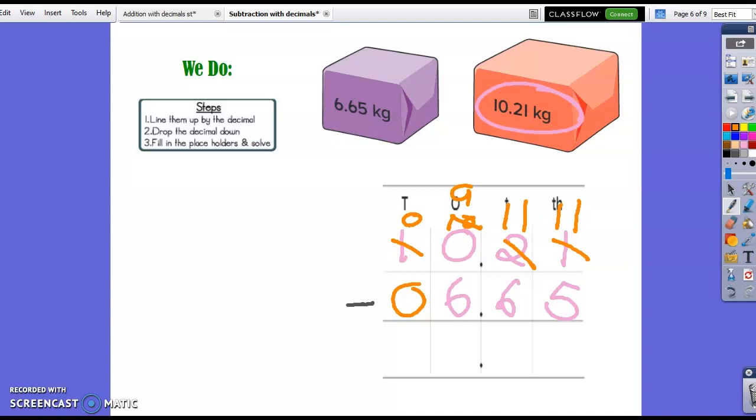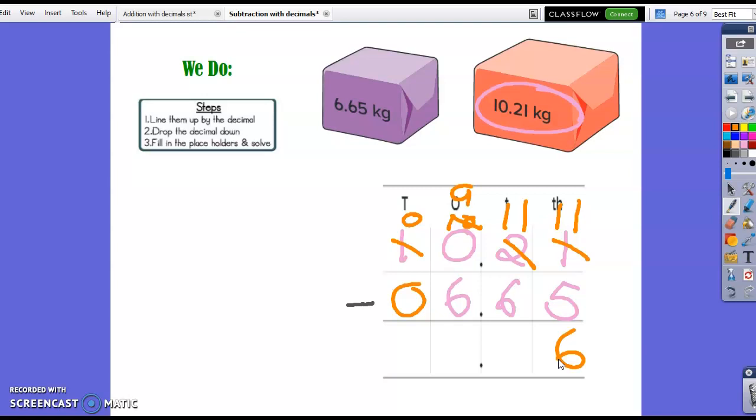Okay, so if you have your equation written down, you can figure out that 5 can't be taken away from 1, so you have to borrow from your 2. Your 2 becomes a 1. 1 becomes 11. 11 minus 5, you should have a 6. Then you can't take 6 from 1, so you have to borrow.